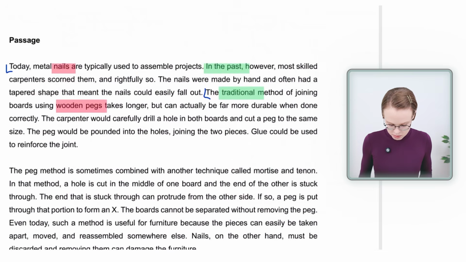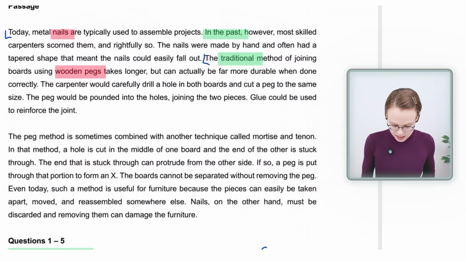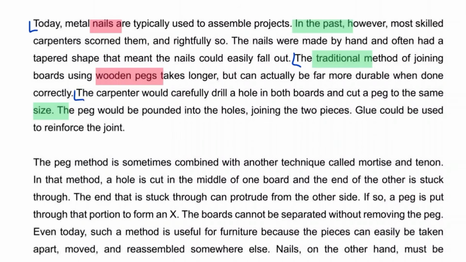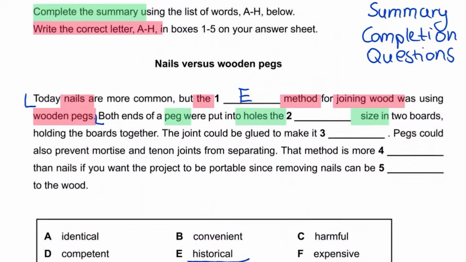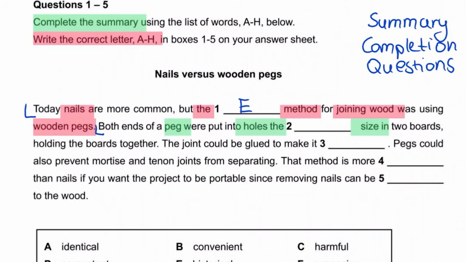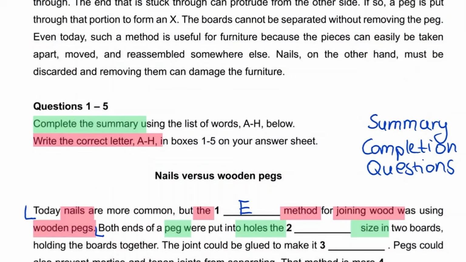Now, let's have a look at the passage and look for the word size. Here it is. I got it. Here it says size. So let's read this sentence more closely. The carpenter would carefully drill a hole in both boards and cut a peg to the same size. The peg would be pounded into the holes, joining the two pieces. Glue could be used to reinforce the joint. Now, let's again have a look at our sentence.